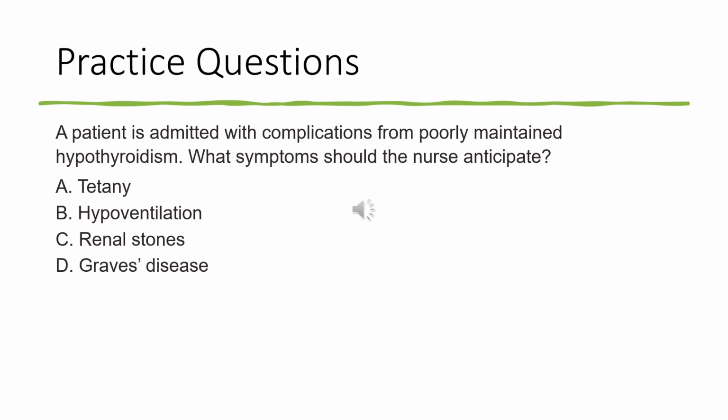Patient is admitted with complications from poorly maintained hypothyroidism. What symptoms should the nurse anticipate? Pause here and then we'll go over the answer. The correct answer is B, as in boy. So A, tetany is going to be associated with hypoparathyroidism. Renal stones will be associated with hyperparathyroidism. Graves' disease will be associated with hyperthyroidism, not hypothyroidism. So hypoventilation is the only answer it could be.